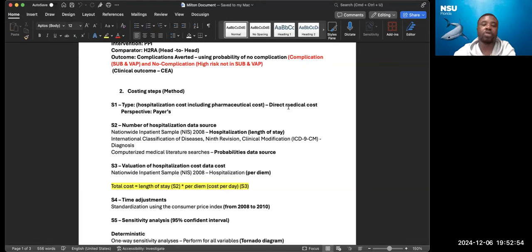Remember this, so I told you that for the type of cost, there is direct medical cost, there is direct non-medical, there is the intangible, and then there's the indirect. So the indirect is normally productivity lost, where we look at the absenteeism and then the presenteeism. Absenteeism is when you don't go to work at all. Presenteeism is you go to work, but you can't perform the normal work.